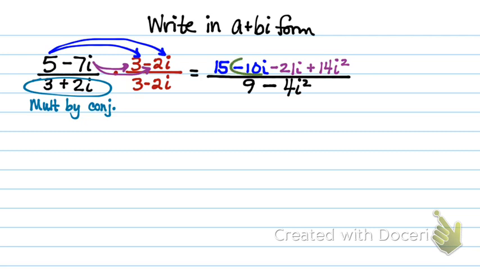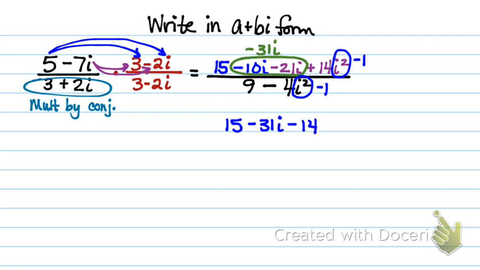Up in my numerator, I can combine these two like terms. That would be negative 31i. What can I always replace i squared with? Negative 1. So I have 15 minus 31i, and then this is going to be minus 14, because I have 14 times negative 1. Down in the denominator, I have 9 plus 4.